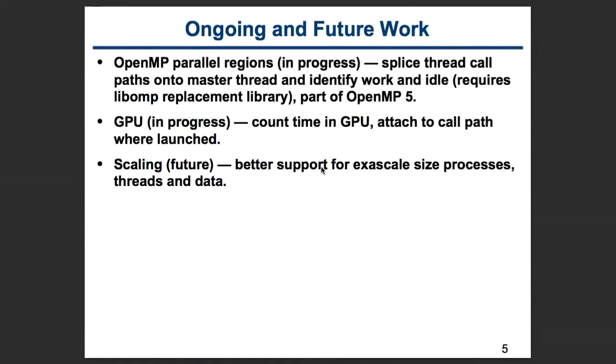And then some ongoing work. Ongoing for a long, long time is this effort to match up OpenMP threads with their master threads and attribute the idleness to the call path where the OpenMP region was launched. We also have work in progress for GPUs. And then one of the things that we don't do quite so well is scaling to a very high number of processes and threads, which is going to be the next major effort.